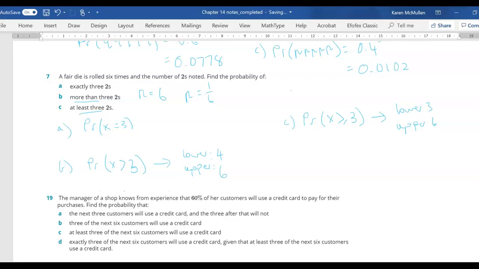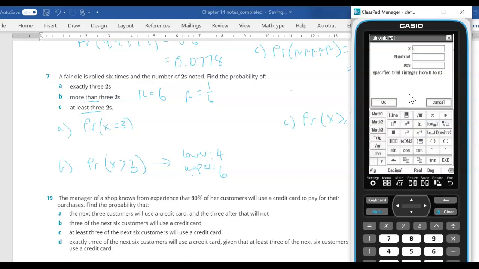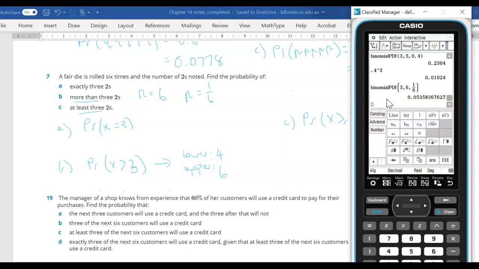Okay, so let's get the calculator. So the first one, we only want one value. So we want 3. Number of trials, 6. And the probability of success, you can write that as a fraction, so you can put that in. So anyway, you can write that down. I'm not going to write it down.